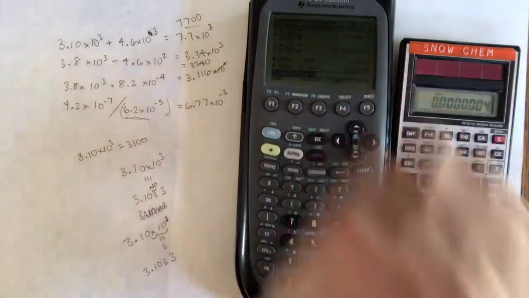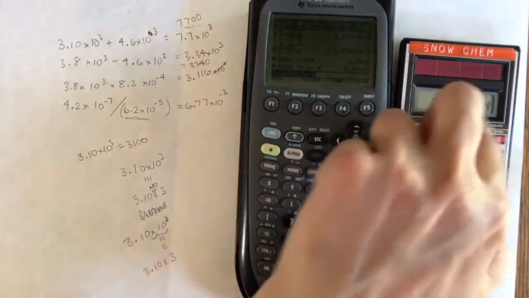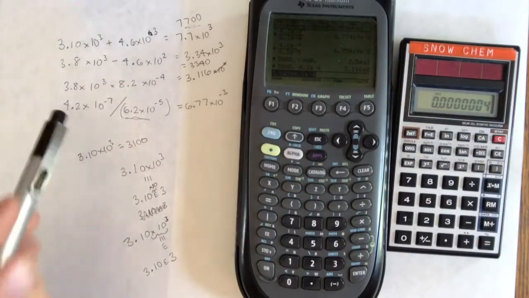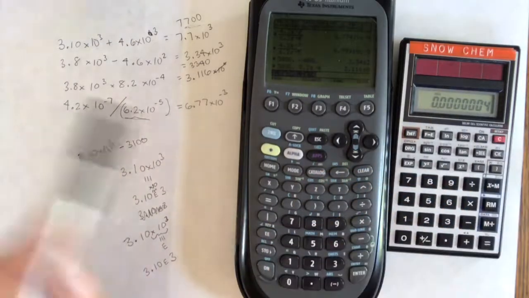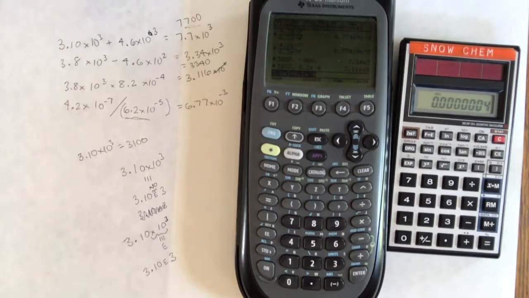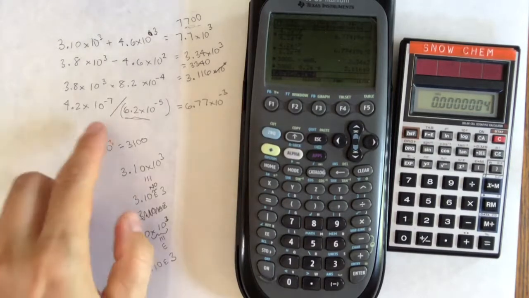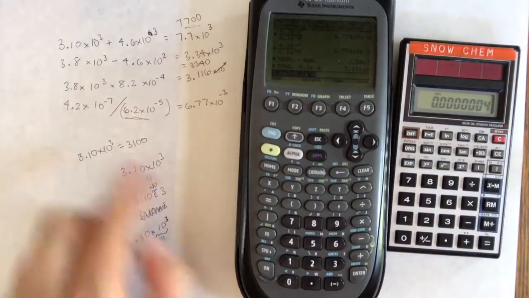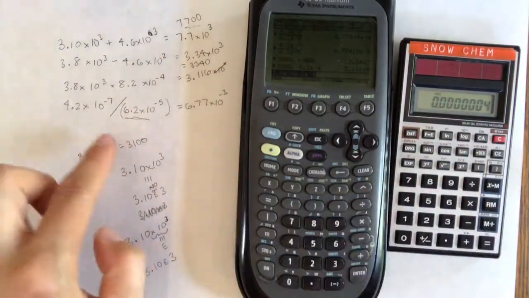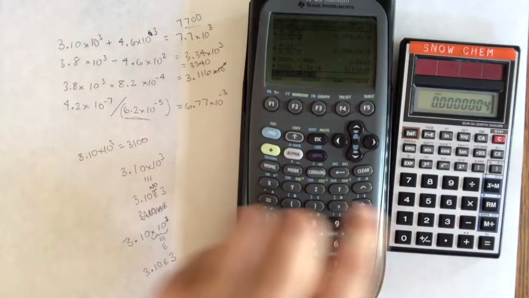And notice how it automatically just put that number into normal notation. So this is 0.0000004, which is the 4.2 times 10 to the negative 7. So this one's in scientific notation, and the one on the calculator is now in normal notation. So I have divide, and then I'm ready to put in the next number.